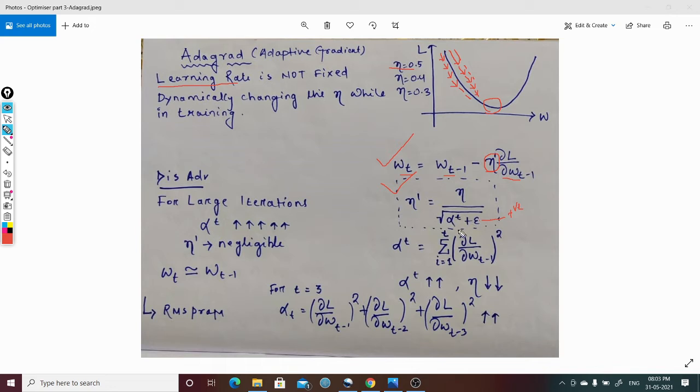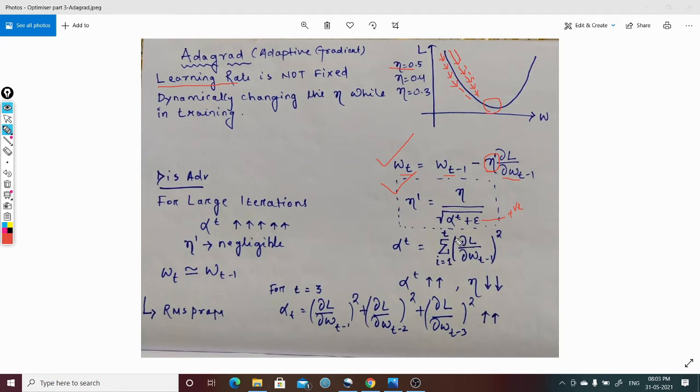So in order to avoid that particular error, we are using a small positive number, so that it will not affect anything if this particular alpha t becomes zero, right? So okay, what is alpha t? Alpha t is nothing but the summation over all iterations of the derivative of loss with respect to weights at that current iteration, and we're just squaring it.